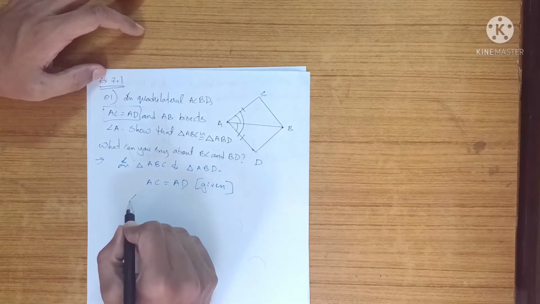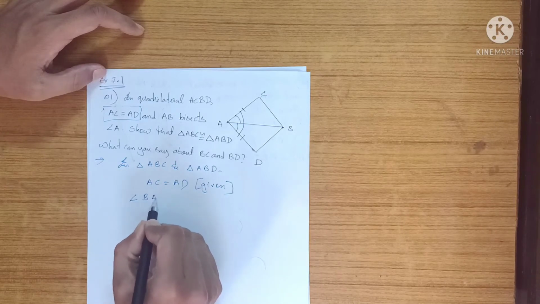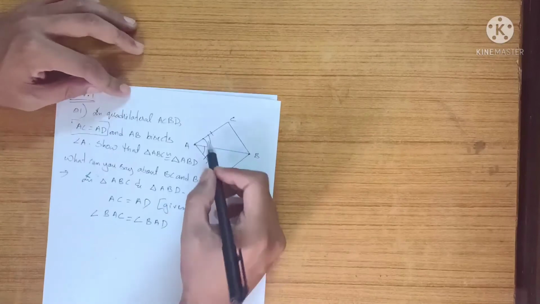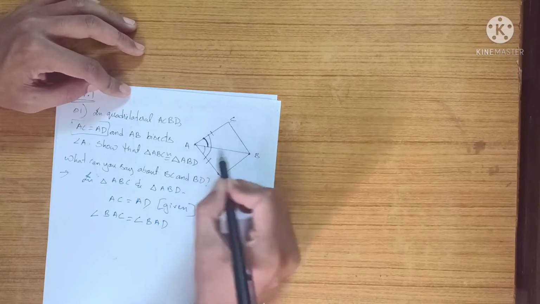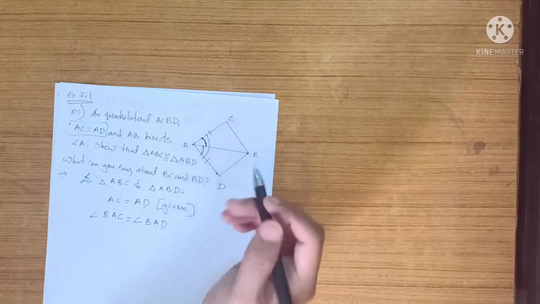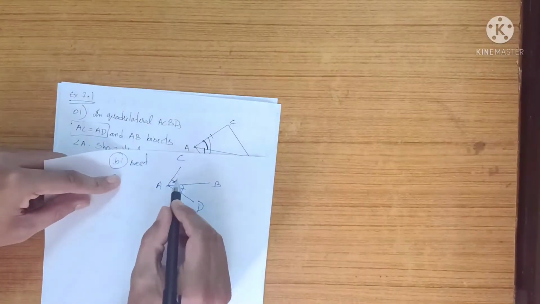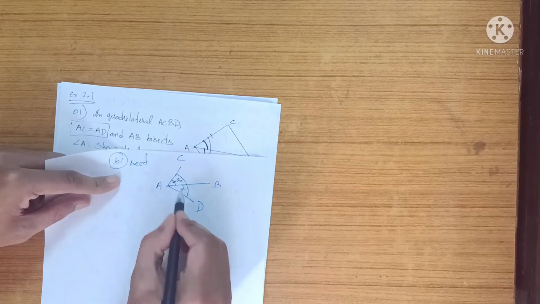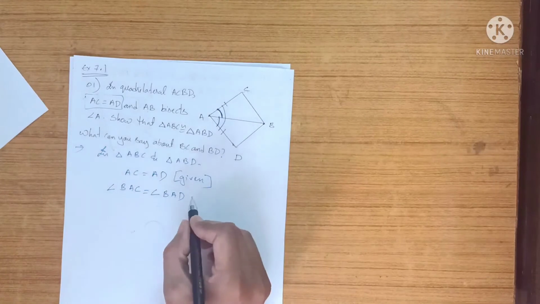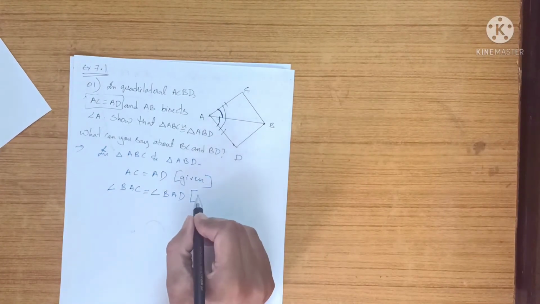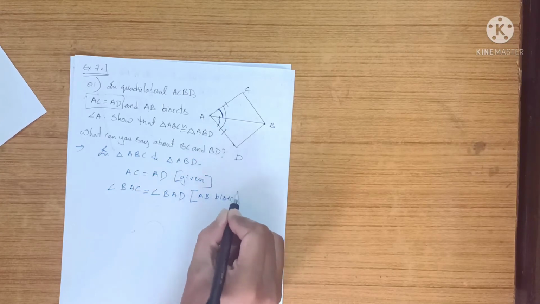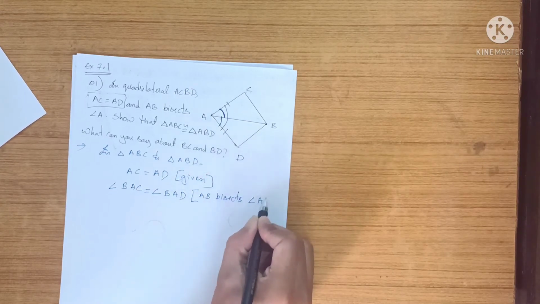Next, we know that angle BAC equal to angle BAD. Why is that? BAC is this and BAD is this. I literally just told you that these two angles will be the same. If this whole thing is 100, this will be 50, this will be 50. So these two become the same. That's why I wrote this equal to this. Why is it the same? Because AB bisects angle A, right?